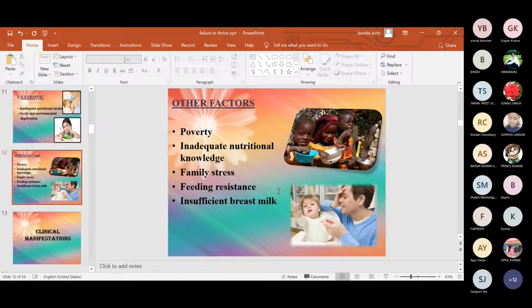Mother is not able to lactate, or mother is lactating but not up to the mark. जितना चाहिए बेबी को फीड उतना लैक्टेशन नहीं हो रहा है. So that is insufficient breast milk. I hope you all got up till here.